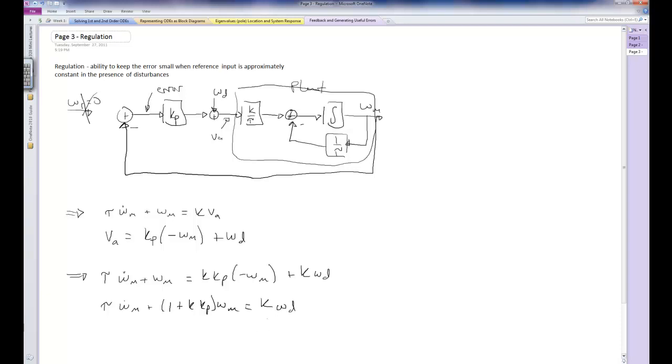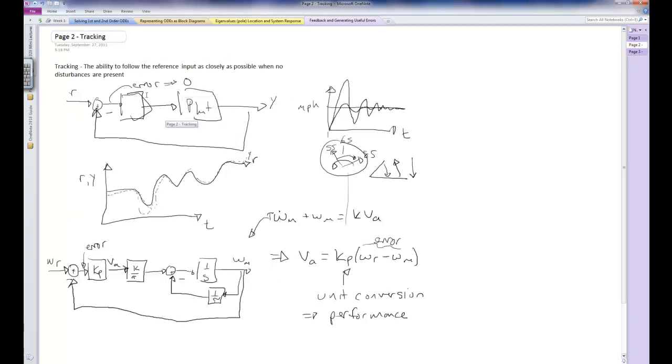Collecting terms, I get tau omega m dot plus (1 plus k kp) omega m is equal to k omega d. So omega d here is really being thought of as the input to the system, right? But notice kp never shows up on that side. So our choice of gain over here, kp, really doesn't impact the magnitude of how the disturbance shows up in this system. So this is an example of a controller which actually doesn't help with regulation. This controller, what you'll see tomorrow, is it can help with the tracking problem. You'll see that, right?